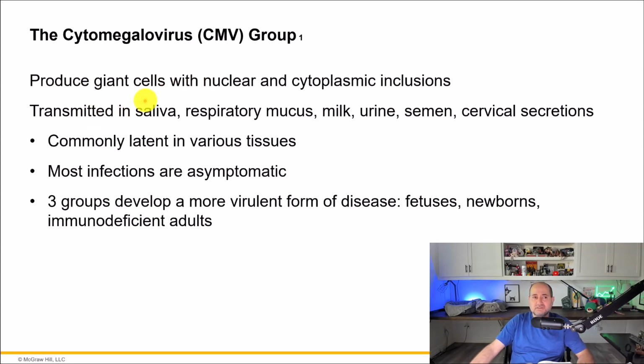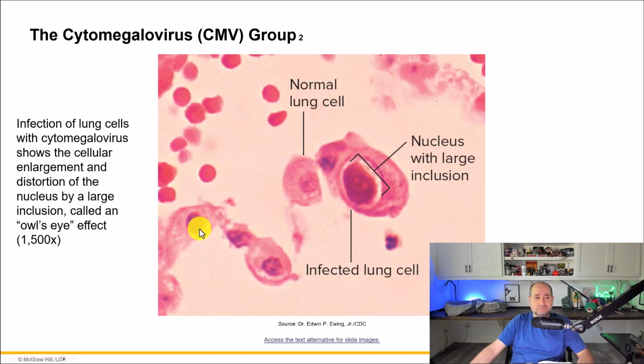Infection results in giant cells with nuclear and cytoplasmic inclusions. It can be transmitted in the saliva, respiratory mucus, milk, urine, semen, and cervical secretions. It can commonly be latent or dormant in various tissues. Most infections are asymptomatic, though in the population, 3 groups develop a more virulent form of the disease. These happen to be fetuses, newborns, and immunodeficient adults.